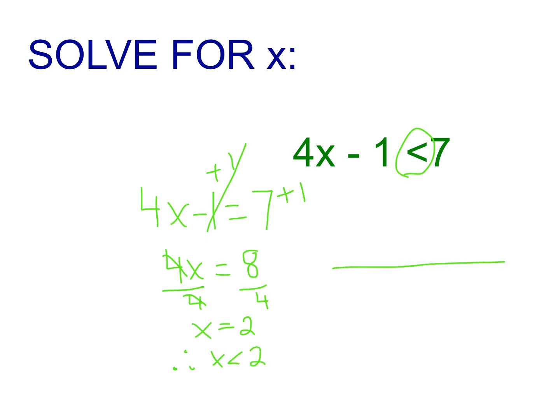And sometimes they might ask us to put it on a number line to show exactly what's happening. So in that case, I would draw an open circle above 2 because there's no equals in this equation. And then I would draw an arrow pointing to the left because all the values smaller than 2 can work to solve this inequality.